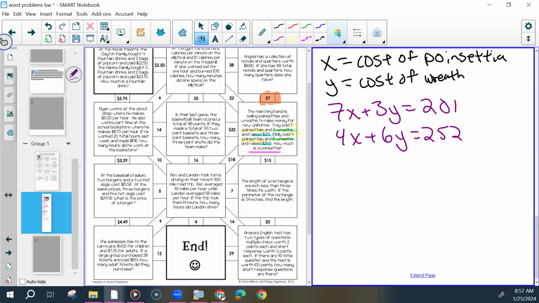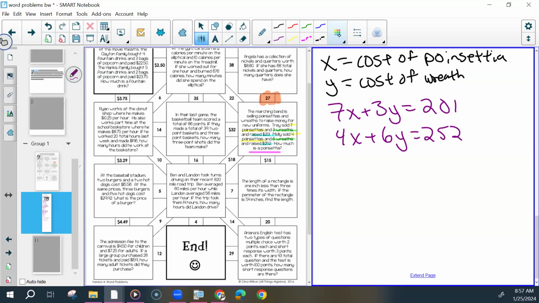Right. This is set up really nicely for elimination. So we're going to solve that way. If we are looking for how much is a poinsettia, if we were to eliminate the cost of the wreaths or the y's, we would get our x. So to eliminate the y's, we would need to change this, one or both. How would we do that? By doing what?